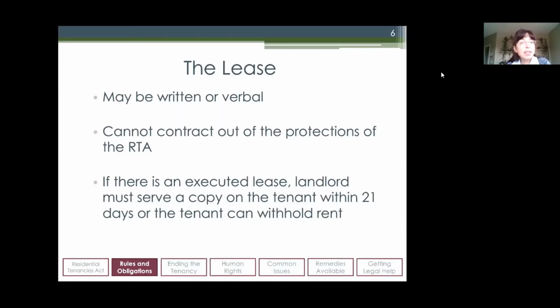And even if that is included in the lease and you had to go to the court or a dispute resolution service later on, the landlord cannot rely on the lease, which contradicts the act. So for example, under the act, the rent can only be increased once a year.